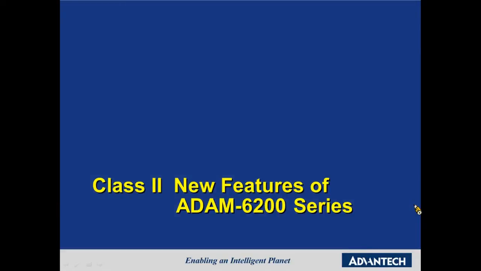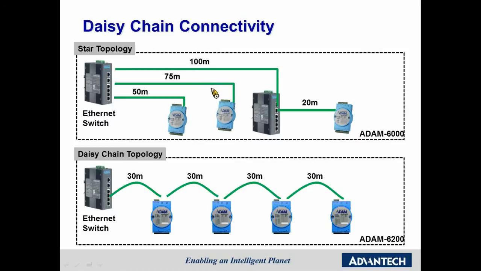Class 2 is the new features of the ADAM-6200 series. Daisy chain connectivity can save money on wiring, and also the number of switches you need. As you see here, we can also run up to 120 meters. We go from the switch to the first ADAM, from the first ADAM to the second ADAM, and so forth, instead of having to run home runs all the way back to the central switch.